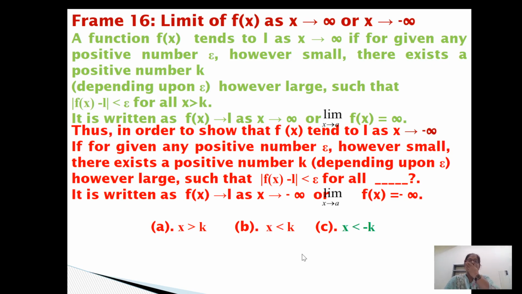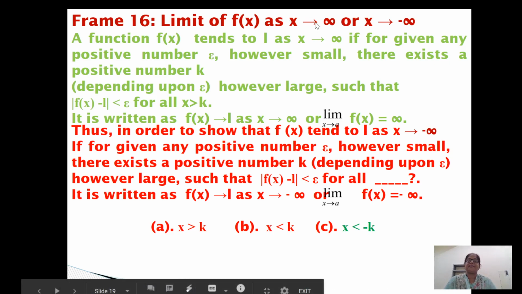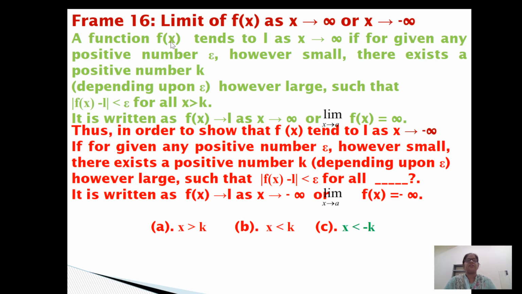Now, next, the limit of f of x as x tends to infinity or x tends to minus infinity. For that, a function f of x tends to L as x tends to infinity if, for any given positive number epsilon, however small, there exists a positive number k. Here x was tending to infinity, and the limit exists, so x tends to infinity but the function takes a limit: f of x tends to L as x tends to infinity.